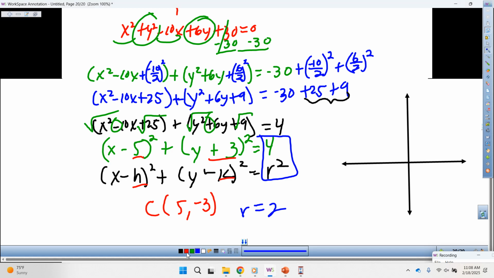The center is at 5, negative 3. 1, 2, 3, 4, 5. 1, 2, 3. Radius is 2. 1, 2.